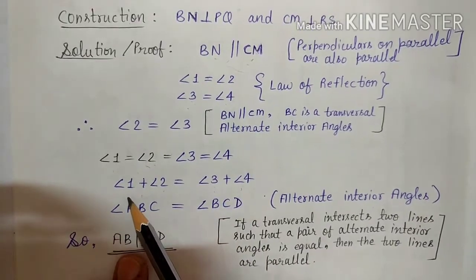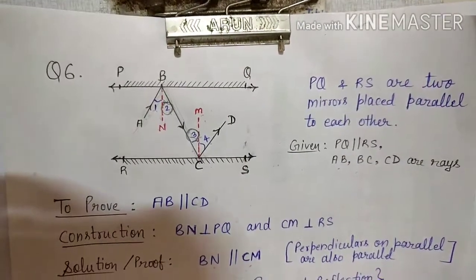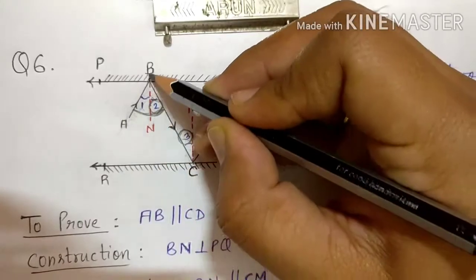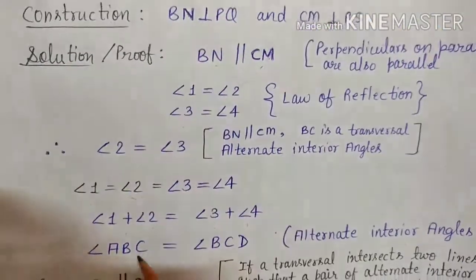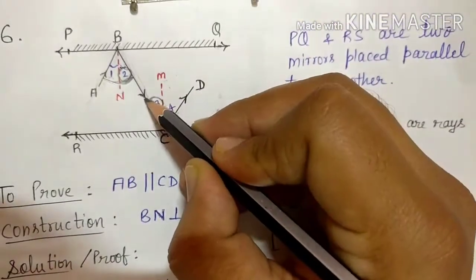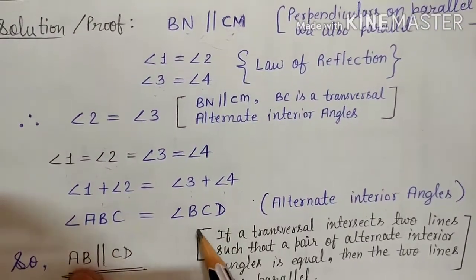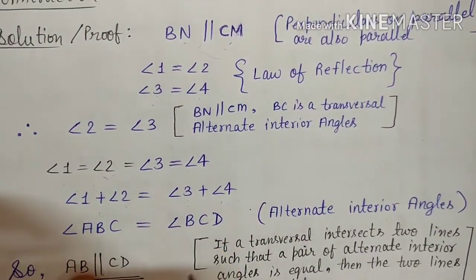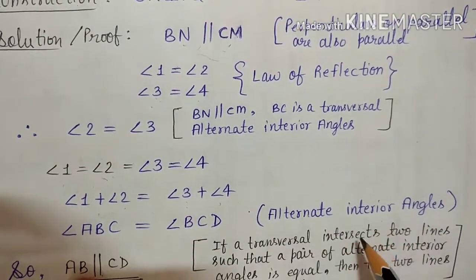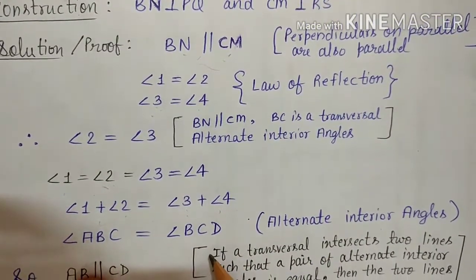Now what do angle 1 plus angle 2 make? Let's check here. If we add angle 1 plus angle 2, what is it making? Just look here. They are making this angle. And what is this angle? ABC. So angle 1 plus angle 2 is ABC. Angle 3 plus angle 4, this angle, is making BCD. So angle ABC is equal to angle BCD. Equal or not? Why? Alternate interior angles. Clear? So angle ABC equals BCD, we have just proved.